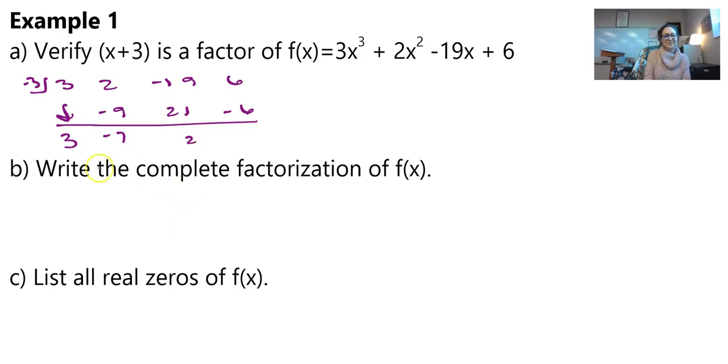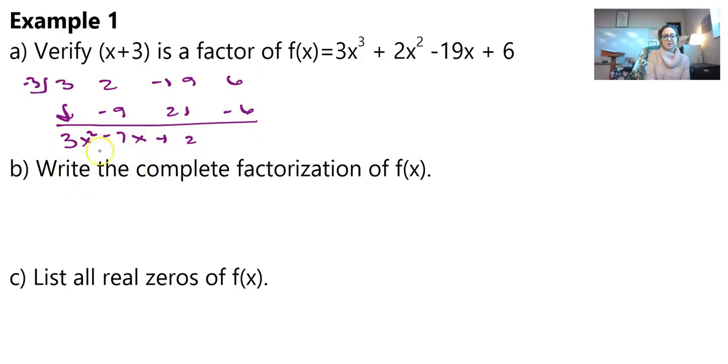So here's what I got for my coefficients. And so what would this first term be? 3x squared minus 7x plus 2. And notice that my remainder was 0, so that's good news. We verified that this is indeed a factor. Now, part B says, okay, go ahead and write the complete factorization.